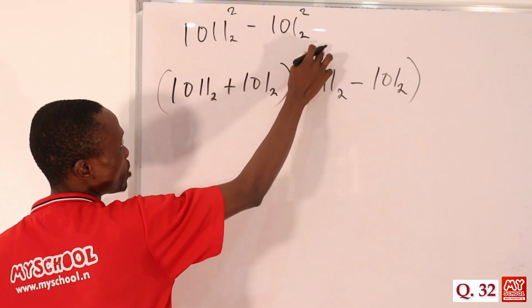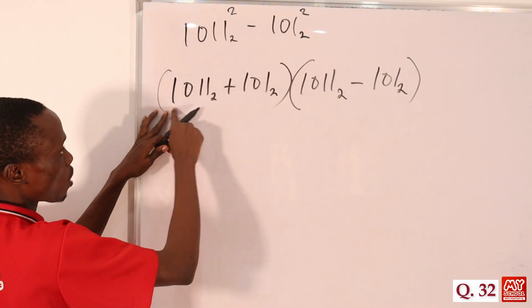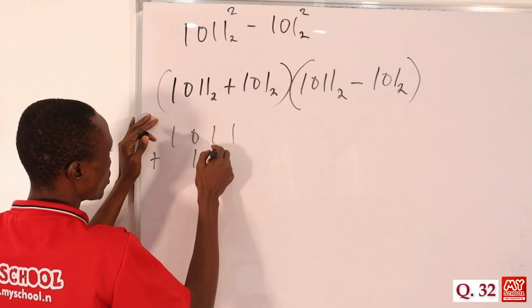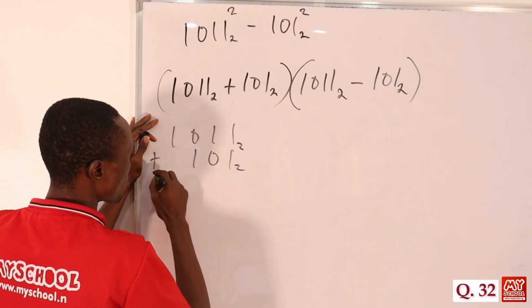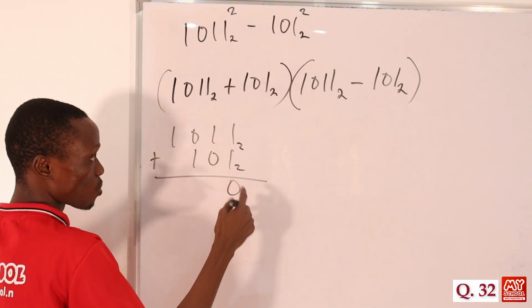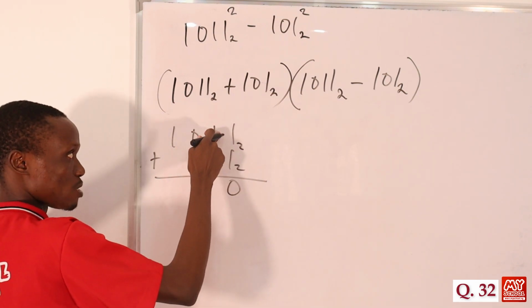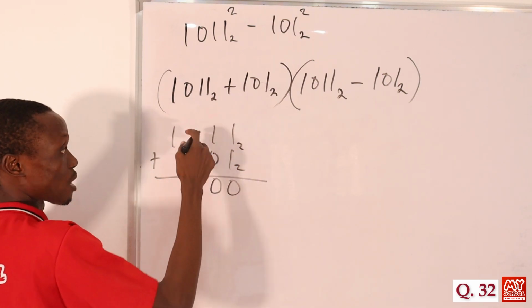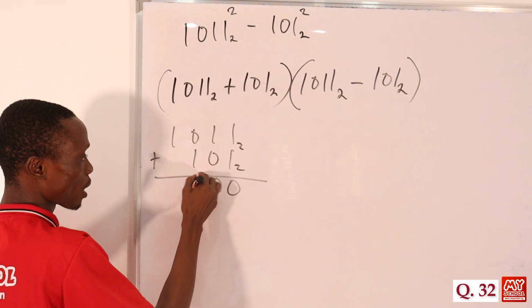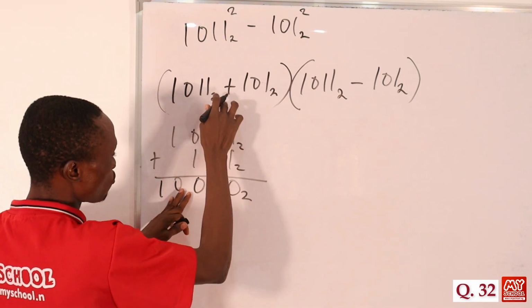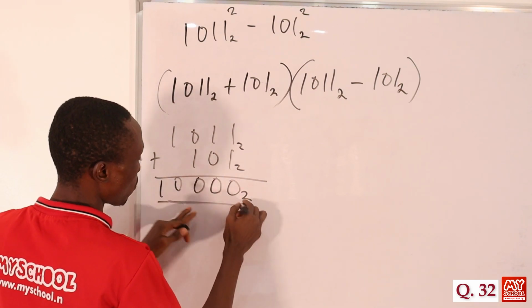Since what we have here is the difference of two squares, we have to add these two. So 1011 plus 101, all in base 2. If we add 1 plus 1 in base 2, it is equal to 10. So I'm going to write down 0 and carry 1. Add 1 to this, I'll be having 10. I'll write down 0 and carry 1. Add 1 to this, I'll still be having 10. So I'll write down 0 and carry 1. Add 1 to this, I'll be having 10. So here in the first bracket, we already have this to be our answer.